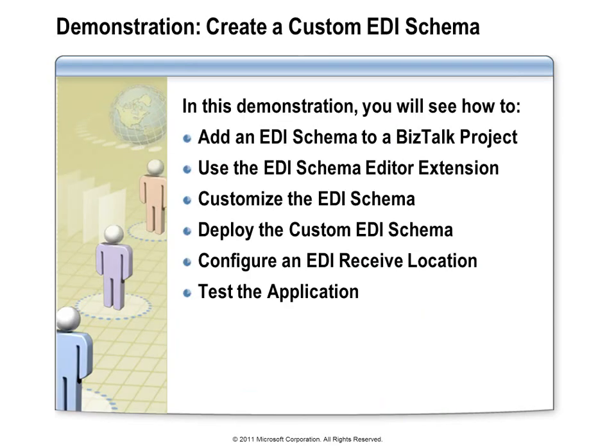Now we'll take a look at a demonstration where we're going to see how to add an EDI schema into the BizTalk project. We'll see how those EDI schema editor extensions get surfaced up through the schema editor within Visual Studio. We'll customize the schema a bit with some customizations in a unique namespace. Then we're going to deploy that, set up an EDI receive location, and test it out and see if we can receive the message in, resolve the party that we set up earlier, and process that EDI message and convert it into some XML.